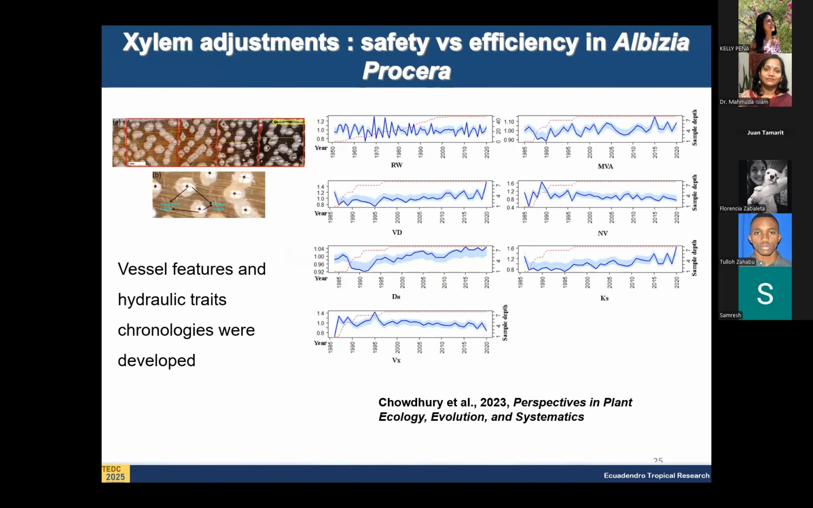We also tested this trade-off between safety and efficiency in another species, Albizia procera. The vessel features and hydraulic trait chronology was developed for this species, and there is a very strong inverse correlation between vessel density and the xylem vulnerability curve. And for another species, teak, Tectona grandis, we developed a 56-year-long first row vessel chronology. First row vessels, the earlywood vessels, also encode the climatic signal.